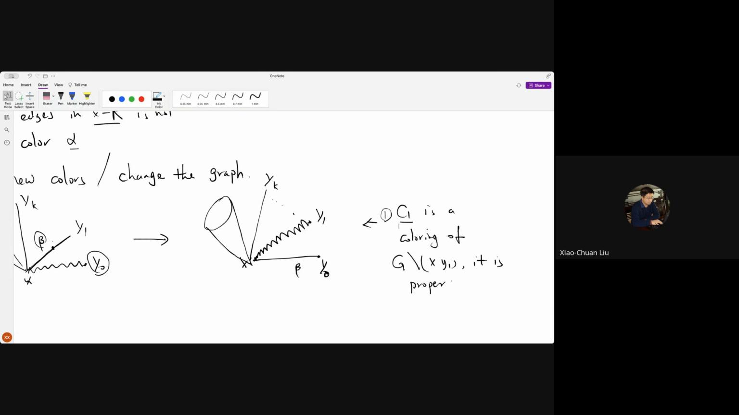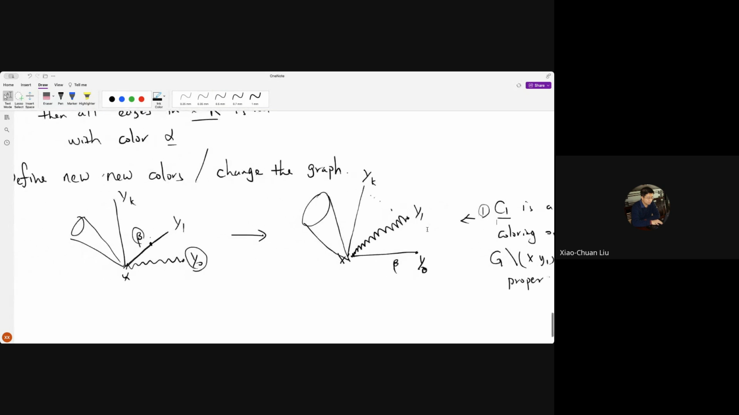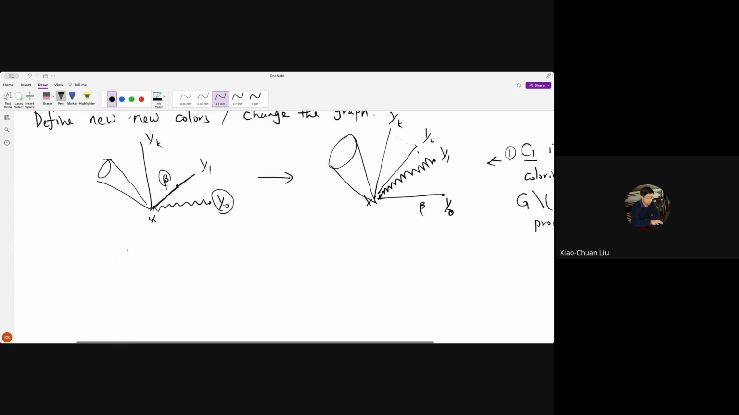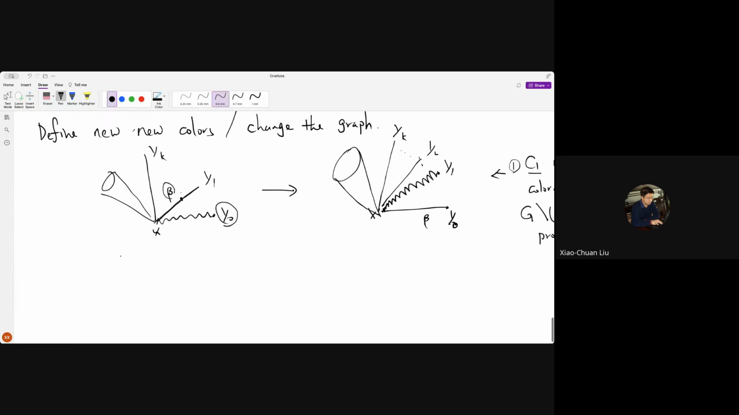I defined the so-called Vizing fan for this. Similarly, I keep moving, okay? For C2, I move this edge with this color, okay? So in fact, I can directly define colorings C1, C2 until CK, okay?